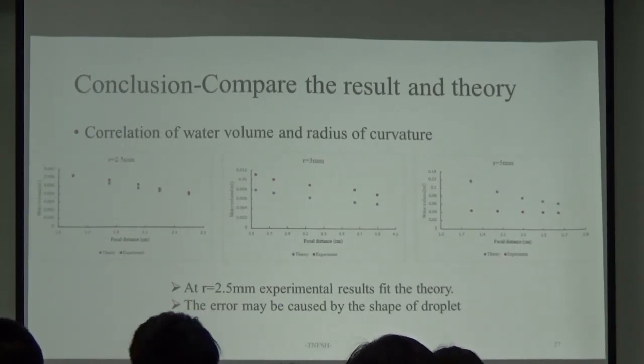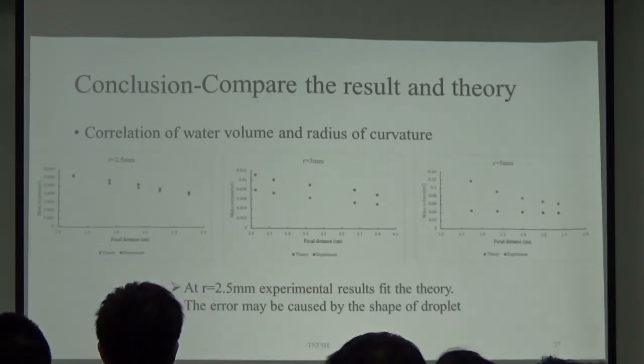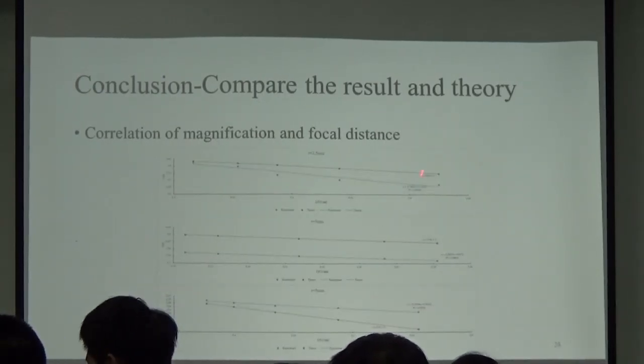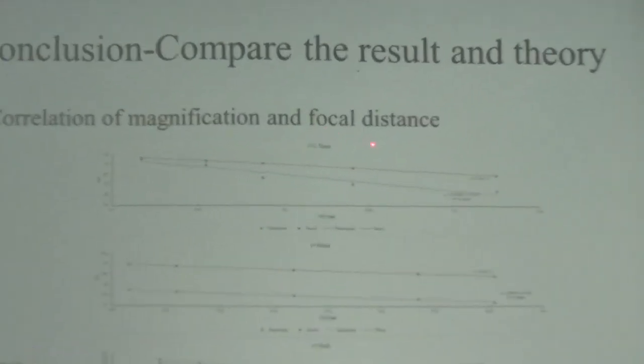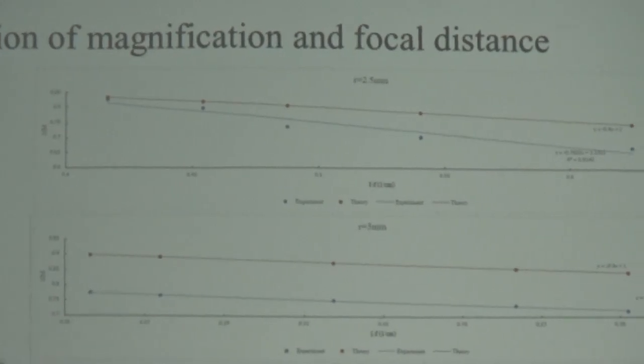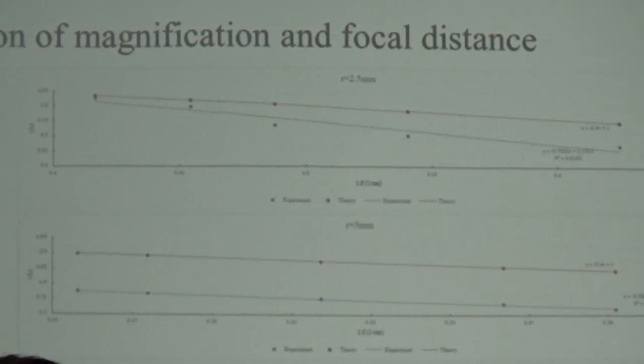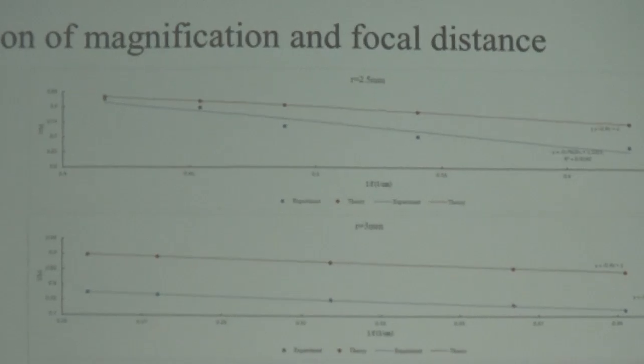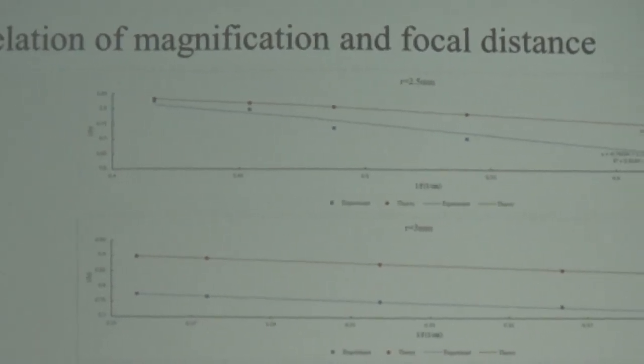So we think it may be because we assume it as a sphere. Okay, then we compare the magnification of focal length distance. So why was it not quite fit? Because we guess it's because of the distortion.